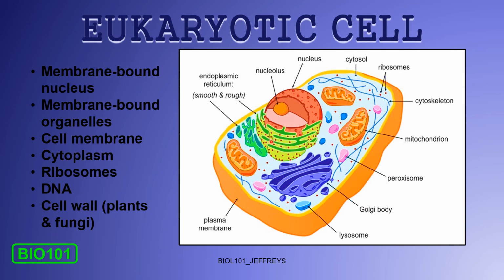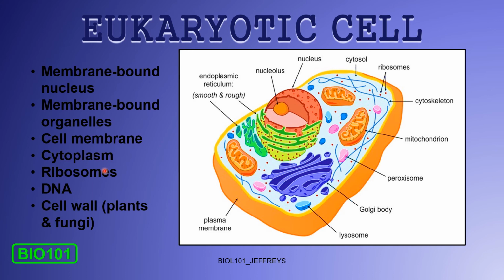Here's a typical eukaryotic cell, true nucleus. Again, all of these things are potential characteristics of eukaryotic cells. Not all eukaryotic cells have all of these things, right? So membrane-bound nucleus, there it is right there, nucleus. Membrane-bound organelles like mitochondria, endoplasmic reticulum, Golgi apparatus or Golgi body. All eukaryotic cells have a cell membrane, as do all prokaryotic cells. This is the cell membrane out here.